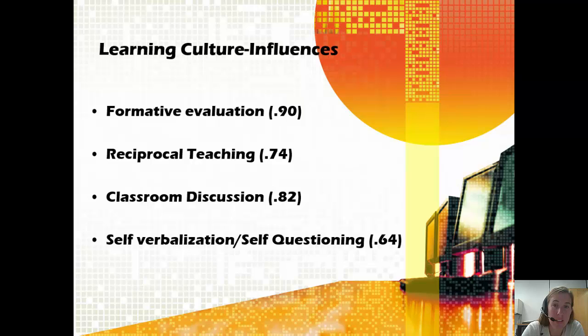In fact, in technology-rich classrooms, this happens in back channels like Today's Meet or Twitter, and this gives even quiet or shy kids an opportunity to share their voice in what they're learning. Finally, the self-verbalization, self-questioning strategy, John Hattie gives an effect size of 0.64. And in a flipped classroom, students are engaged in this every day.